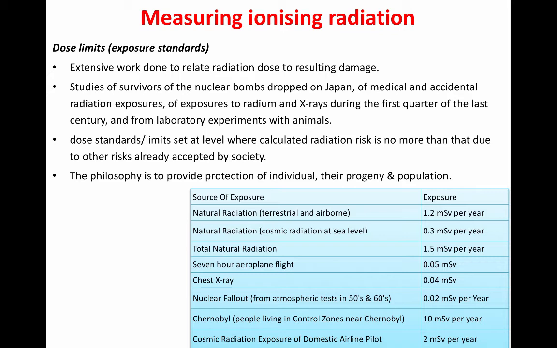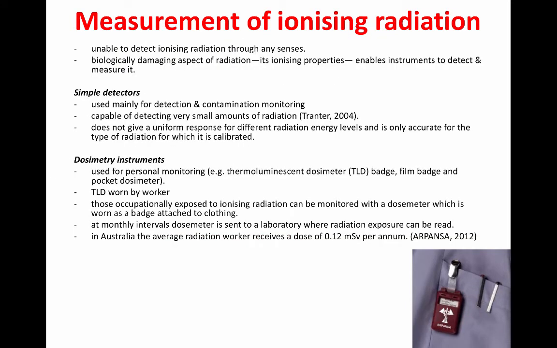And you can see a series of sources of exposure here. When we're looking at measurement of ionizing radiation, we need to be aware that the human body is unable to detect ionizing radiation at all through any of its senses. It's, however, the biological damaging aspect of the radiation, or its ionizing properties, that enables instruments to detect and measure it.